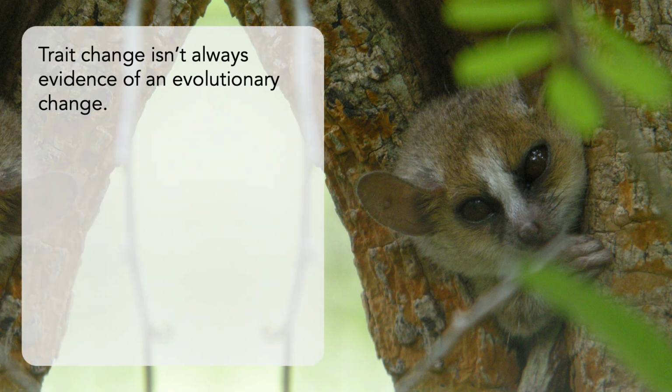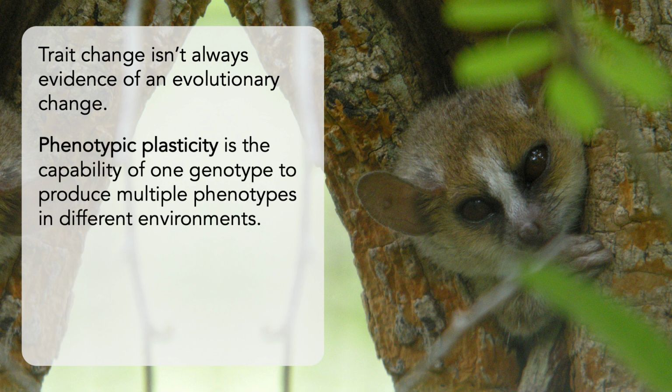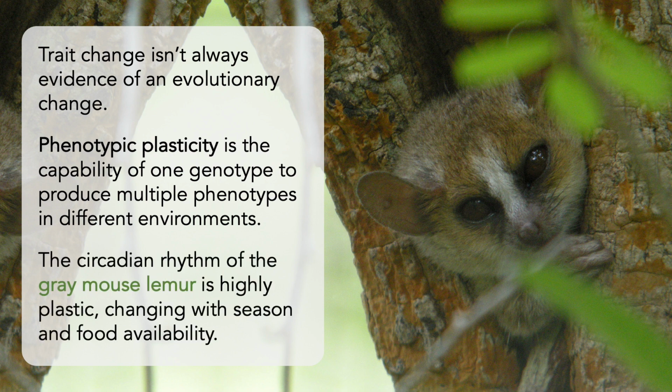Of course, trait change isn't always evidence of an evolutionary change. Phenotypic plasticity is the capability of one genotype to produce multiple phenotypes in different environments. The circadian rhythm of the gray mouse lemur is a great example of phenotypic plasticity, as its internal clock changes from one season to the next and depending on food availability.